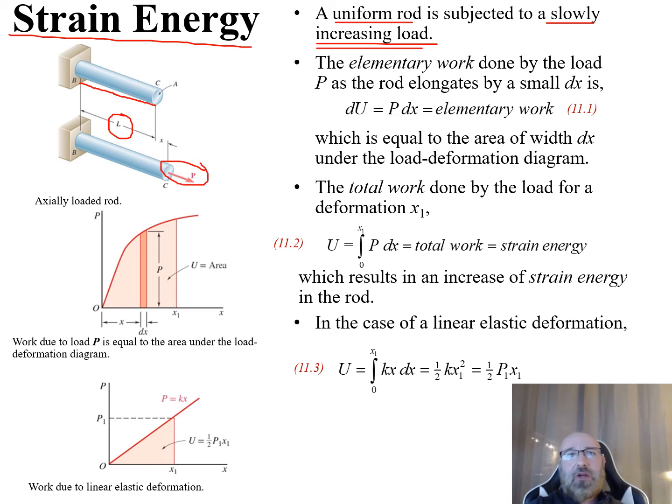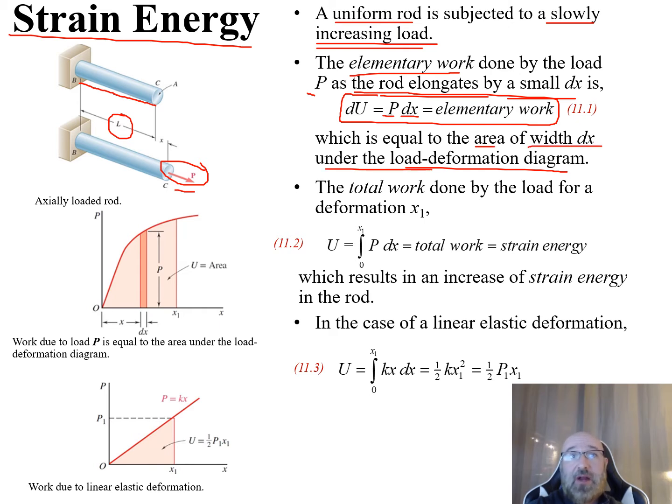With this, we want to take a look at our elementary work. Elementary work is going to be done by the load P as the rod elongates by a small dx. This is given by our equation down here that dU, our elementary work, is equal to P times dx. If we consider our load deformation diagram, this is equal to the area of the width dx under the load deformation diagram, which is dx times P, exactly what we have in this equation. The shaded area for dx times P is that elementary work.